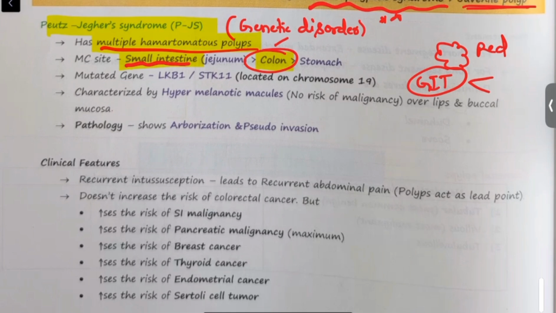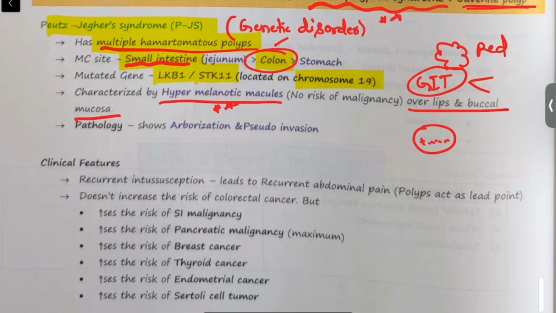Just like I said, it is a genetic disorder. There is a genetic mutation, and that mutated gene is LKB1 or STK11, which is present on chromosome 11. When this gene mutation happens, related to cell proliferation, some disease might happen, and that will lead to multiple hamartomatous polyps throughout the GIT. It is characterized by hypermelanotic macules. Basically over the lips and buccal mucosa, there will be blackish pigmentation, excessive melanotic macules, along with multiple hamartomatous GI polyps.